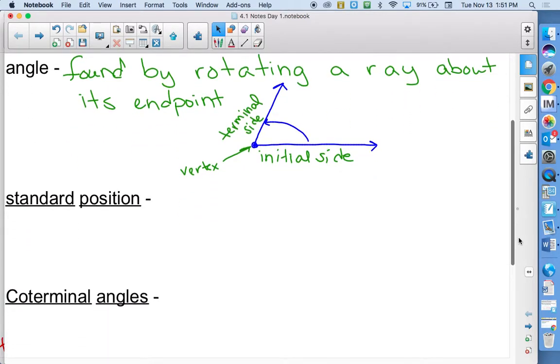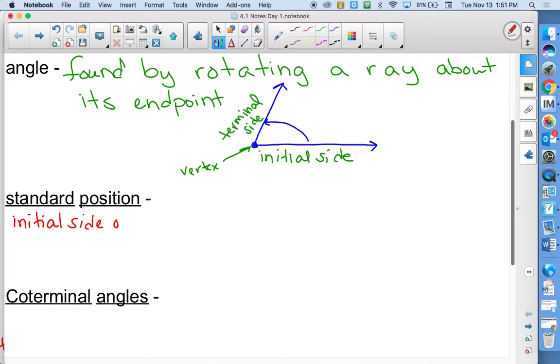Standard position will be how we draw our angles. So we'll make a little diagram over here, but standard position is when the initial side is on the positive x-axis, and the vertex is on the origin.